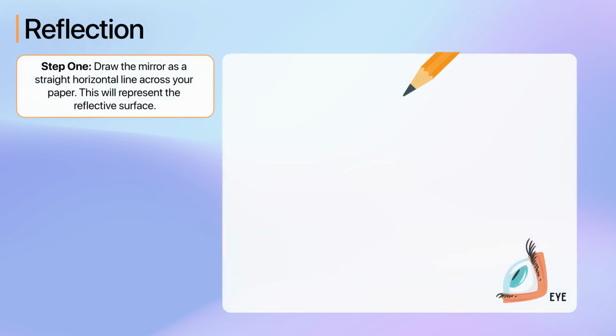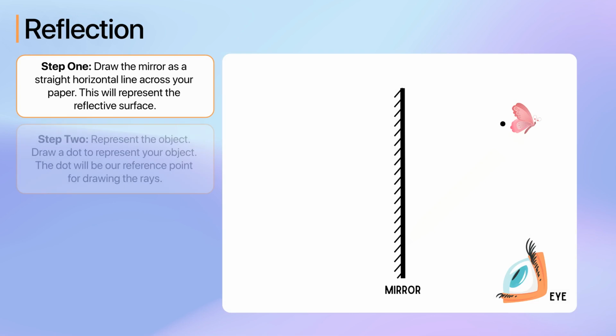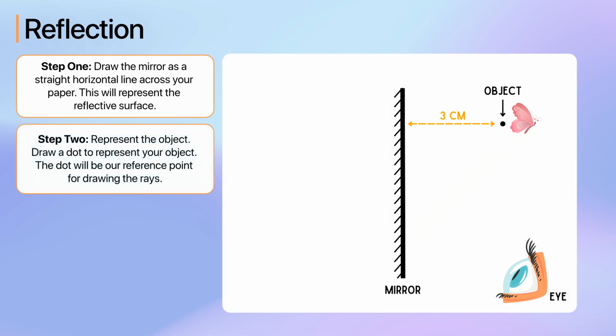To illustrate this clearly, let's construct a ray diagram together. Step 1. Draw the mirror as a straight horizontal line across your paper. This will represent the reflective surface. The second step is to represent the object. Draw a dot to represent your object. The dot will be our reference point for drawing the rays.